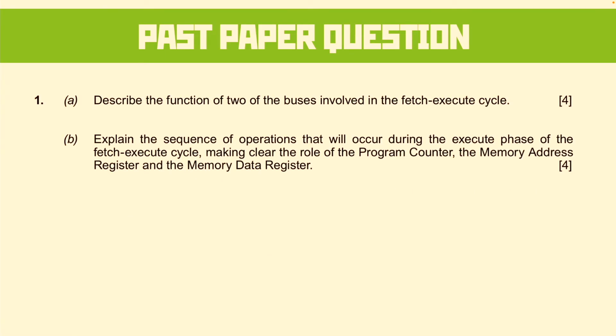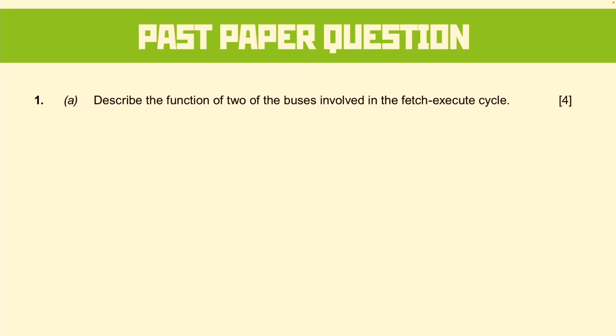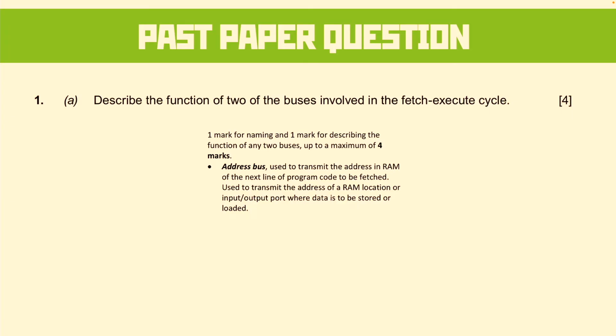Okay, describe the function of two of the buses involved in the fetch execute cycle, so 4 marks. How would we do that then? Well, we're going to have a mark for naming and a mark for describing the function of any 2 buses. That seems quite straightforward to me. The address bus is used to transmit the address in RAM of the next line of program code to be fetched. Used to transmit the address of a RAM location or the input-output port where the data is to be stored or loaded. So it essentially transmits the address, but with a bit more detail.